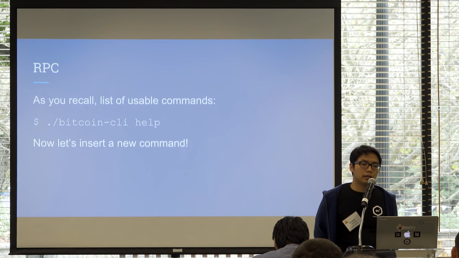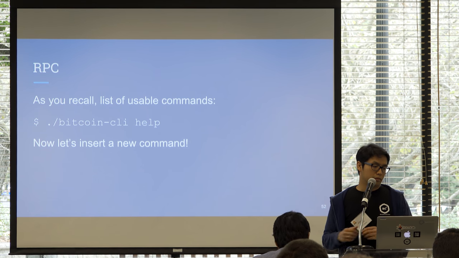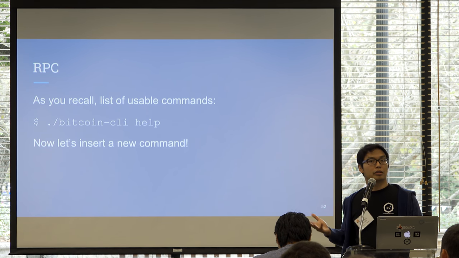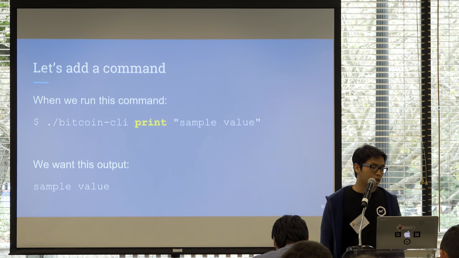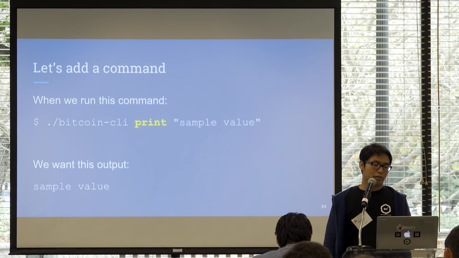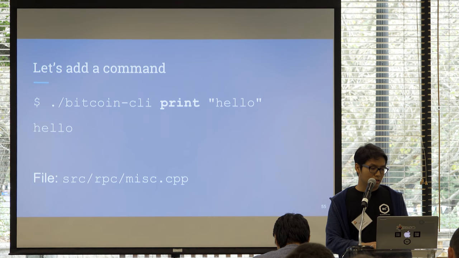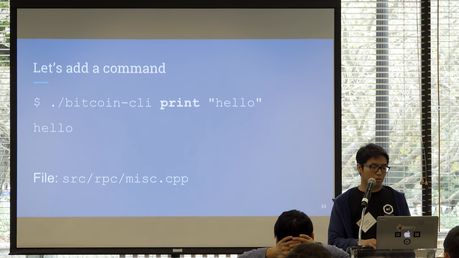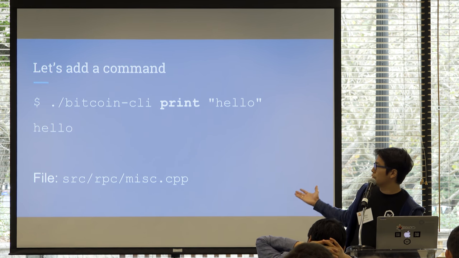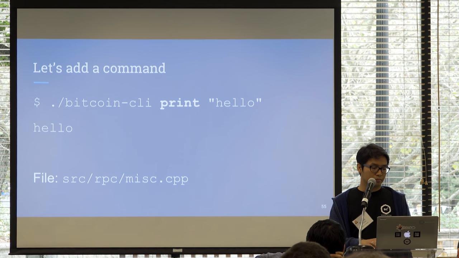All right. As a recap, if you run bitcoin-cli help, you see the list of usable commands. How about if I want a new command? For example, I want something called print. It doesn't do anything. It just takes whatever you put in there and spits it out again. It's basically like an echo. If I put print hello, it should just show hello. And the most obvious place to put it, if you look around the code, is miscellaneous CPP, which has utilities and things that are not generally related to Bitcoin in particular.